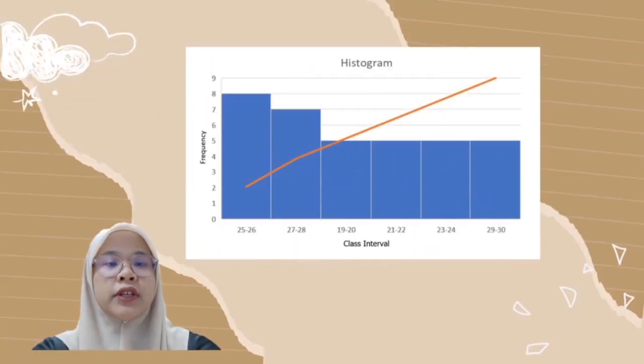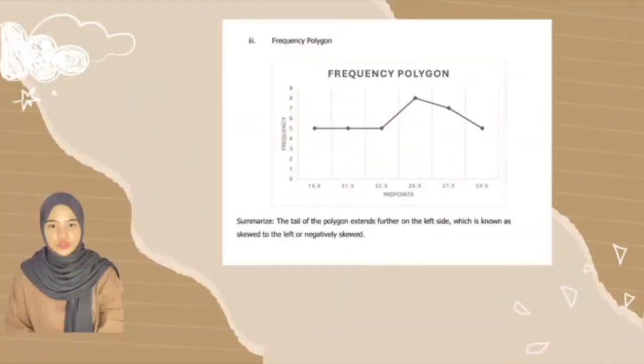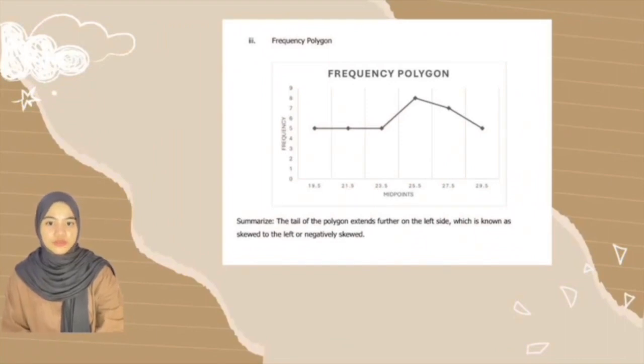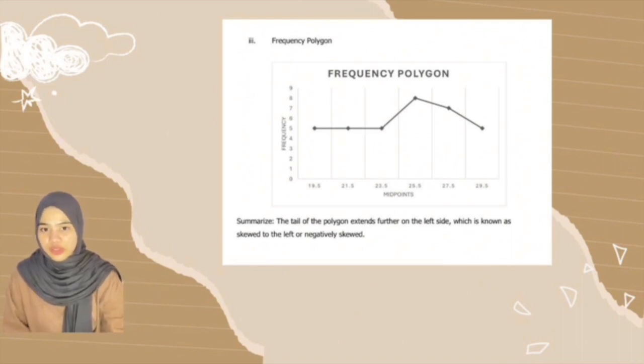This distribution is skewed to the right, and it is positively skewed. This kind of distribution has many occurrences in the lower value cells, which is on the left side, and few in the upper value cells on the right side. The third is the frequency polygon. As you can see from our frequency, there are 3 times.